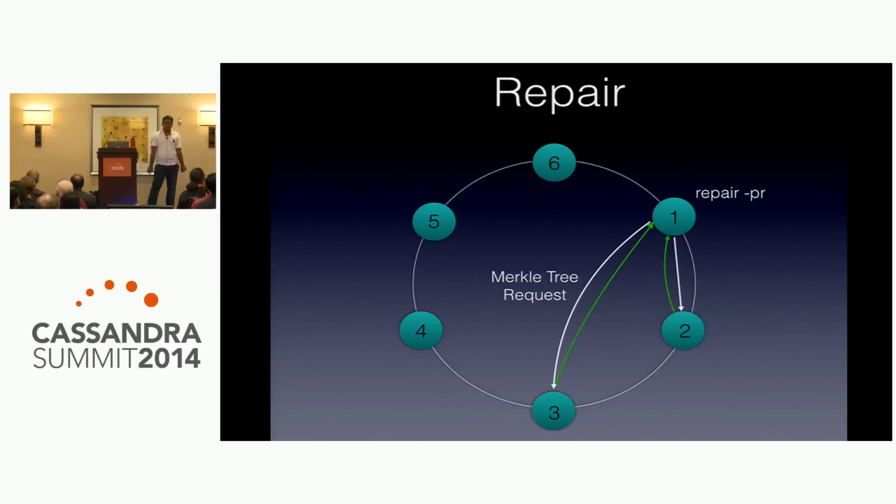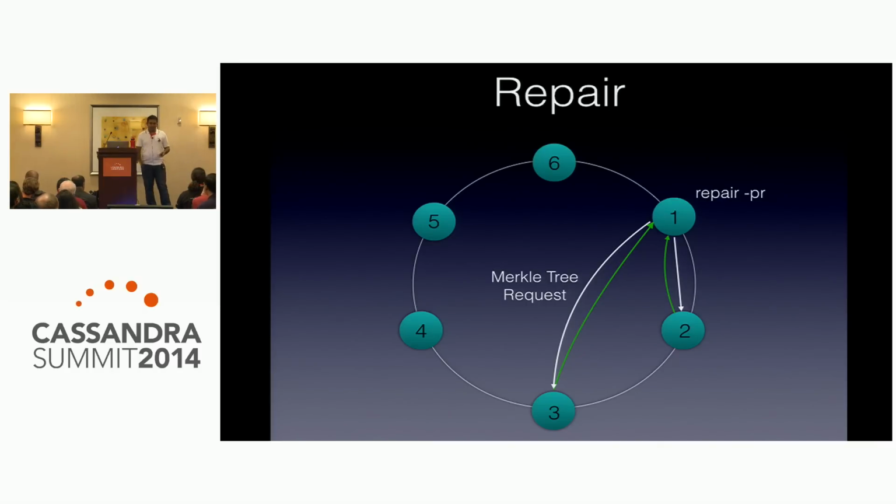When nodes 2 and 3 get the Merkle tree request, they create a Merkle tree on this range of data. They read that data, create a Merkle tree, and send it back to the coordinator. The coordinator in this case is the node you are running the repair on, which is 1. So it sends the Merkle tree back. Node 1 gets the Merkle trees from all the replicas, including itself, because it is also a replica. And then it diffs all those Merkle trees together and figures out what is missing where.